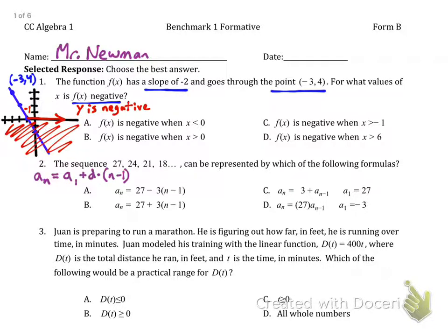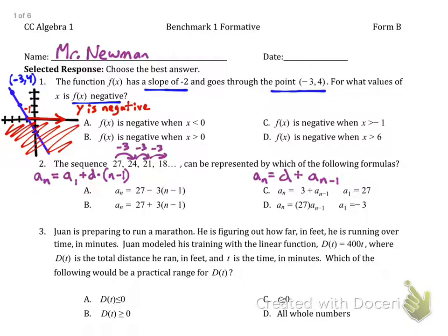All right, the sequence 27, 24, 21, 18 can be represented by which of the following formulas? A sub n equals a sub 1 plus d times n minus 1. That's the explicit formula. On the other hand, this right here is the recursive formula: A sub n equals d plus a sub n minus 1. There's only one correct answer, so you have to figure out, is the explicit formula correct or is the recursive formula correct? Instead of telling you the answer, I'm just going to tell you what d and a sub 1 are and let you plug in those values and figure out the rest.